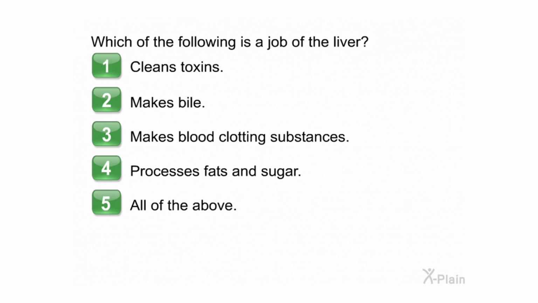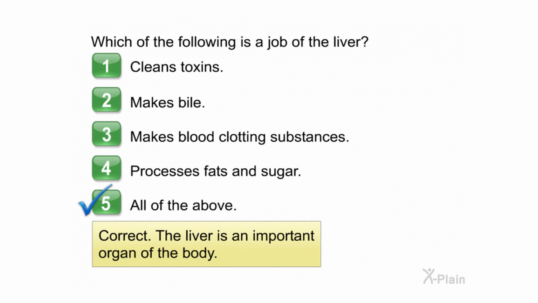Which of the following is a job of the liver? Choose one of the following options. 1. Cleans toxins. 2. Makes bile. 3. Makes blood clotting substances. 4. Processes fats and sugar. 5. All of the above. Correct. The liver is an important organ of the body.